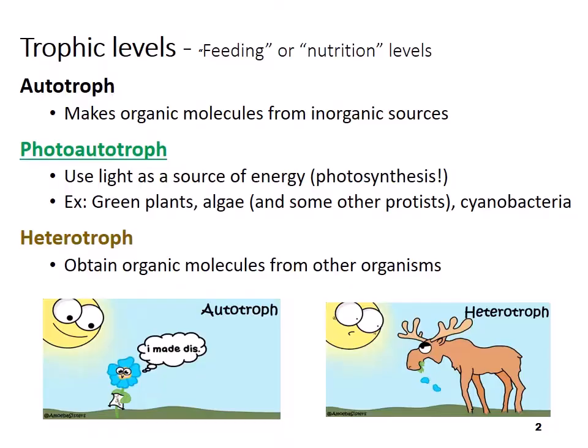So green plants are probably what you think of when you think of photosynthesis, but also algae and some other protists, and then cyanobacteria can do photosynthesis. And then we've got heterotrophs, which obtain organic molecules from other organisms. So down on the bottom there, we've got a picture of an autotroph, which is that plant who made sugar, and you've got a moose, who's the heterotroph.